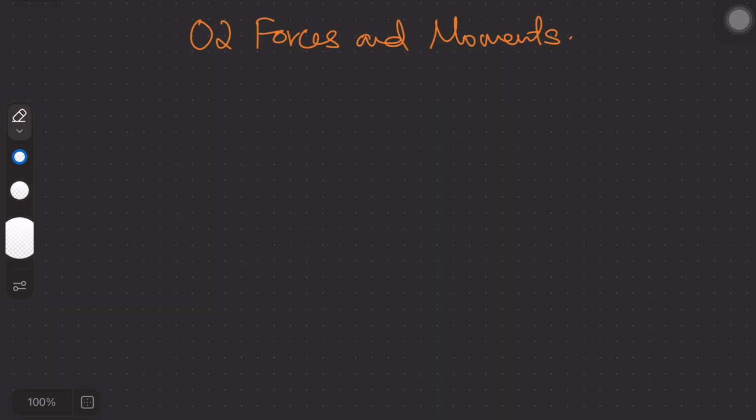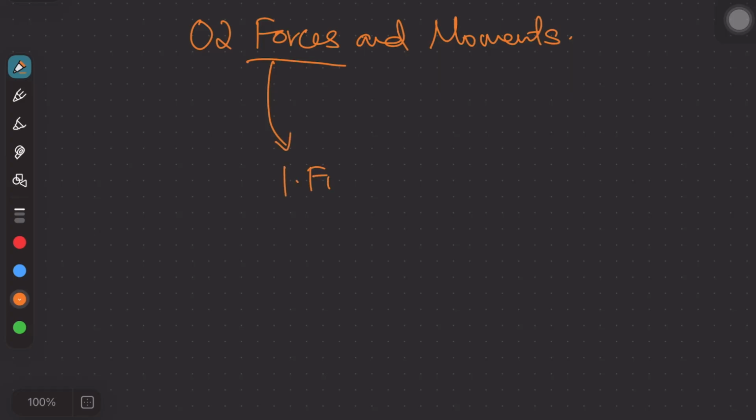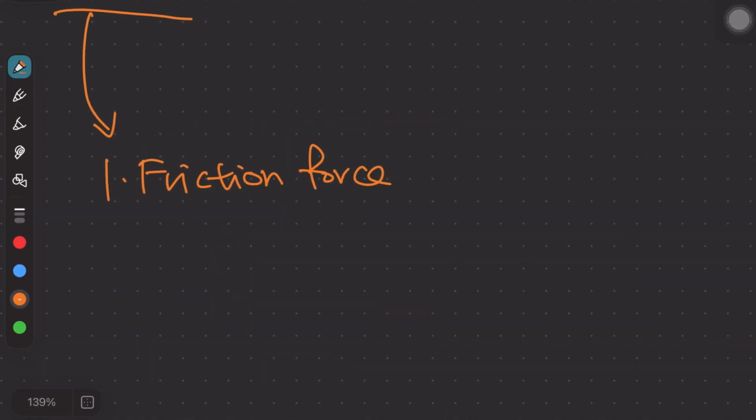Okay, so today we are talking about forces and moments. Let's jump straight into the types of forces that are present. So firstly, we've got this idea of friction force. Correct? Everyone knows what's friction force.